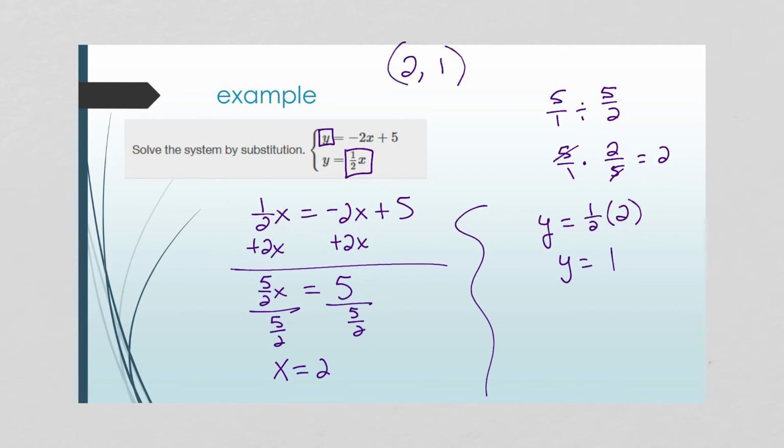Okay, again, I would check my work in my head. So let's see here. 1 is equal to, this would be -4 plus 5. Yep, 1 is equal to 1. 1 is equal to 1/2 of 2, which is 1. Yes. Okay, so I feel certain that this is the correct answer.